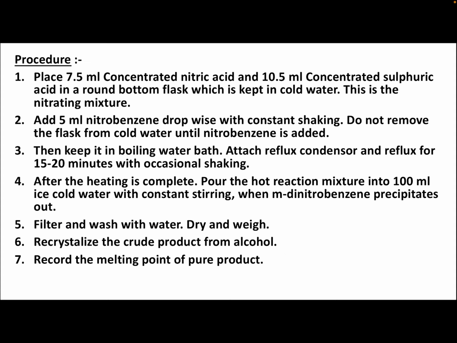Place 7.5 ml concentrated nitric acid and 10.5 ml concentrated sulfuric acid in a round bottom flask which is kept in cold water. This is the nitrating mixture. We are adding concentrated nitric acid and sulfuric acid, that is known as the nitrating mixture. Add 5 ml nitrobenzene dropwise with constant shaking. Do not remove the flask from cold water until nitrobenzene is added.